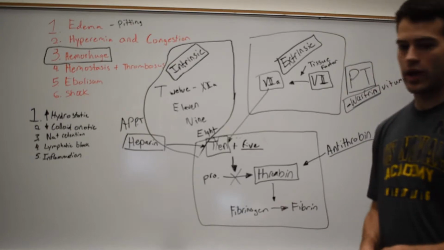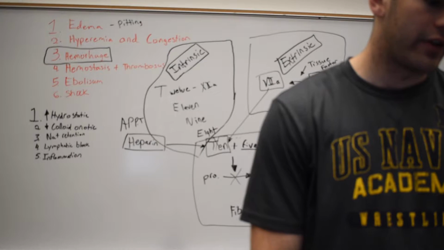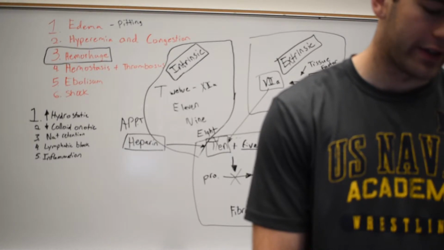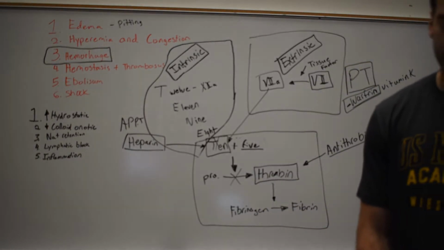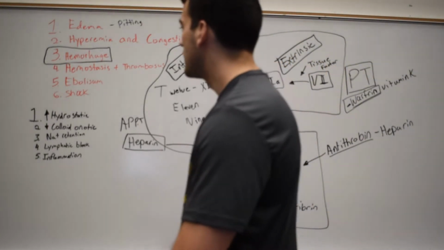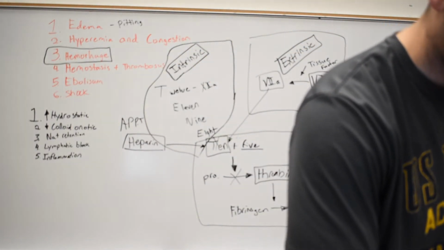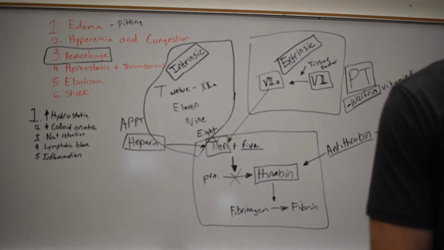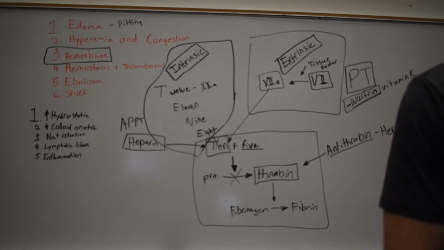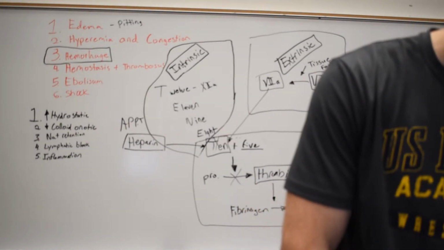So he gave a couple really good examples of this. The first one was disseminated intravascular coagulation. So this is influenced basically by a lot of different things. There are a lot of different pathologies or diseases that can cause this. Endotoxins can cause it, a lot of different things.